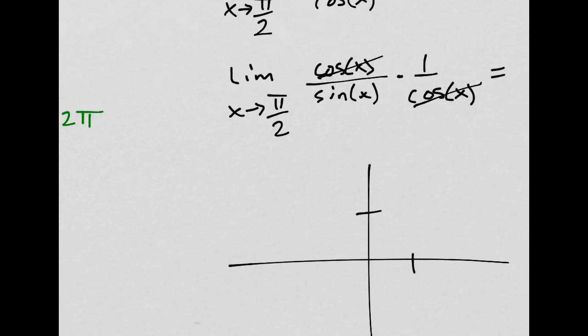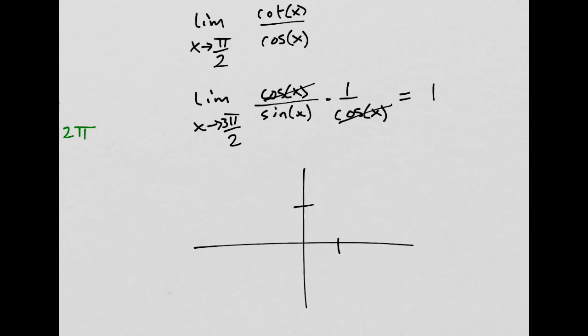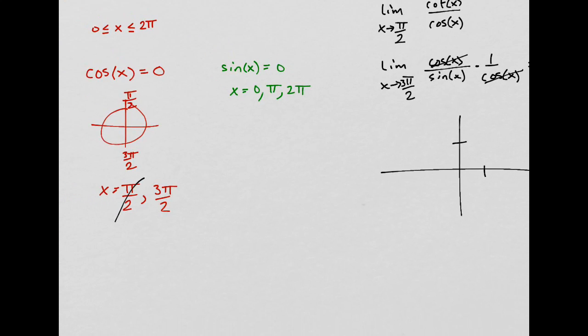And we can actually think about it with 3 pi over 2. It just approaches negative 1 because the same thing happens. So again, no asymptote there. So we don't have to describe any behavior on the left and right.